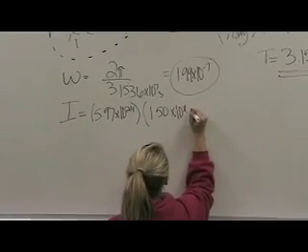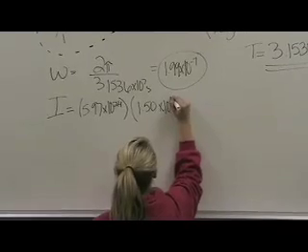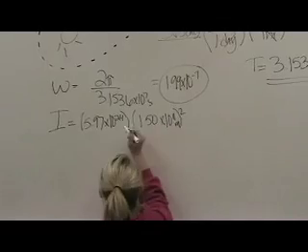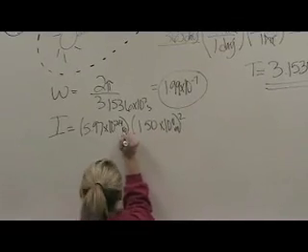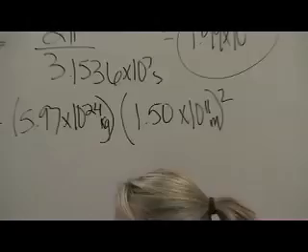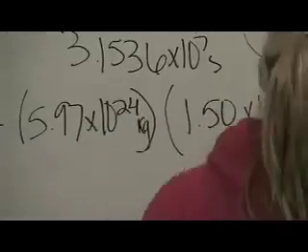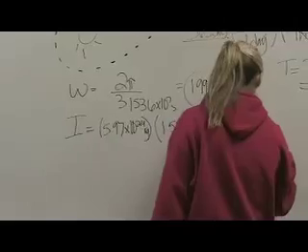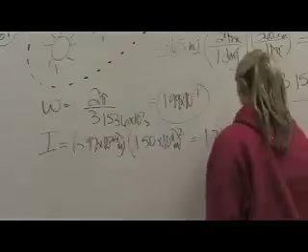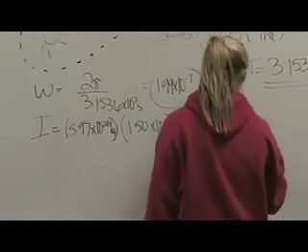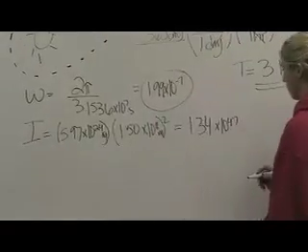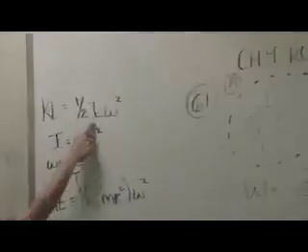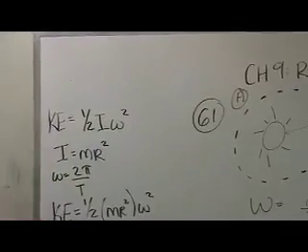And then we're gonna have to square the second parentheses. That's gonna be meters. Put meters right there. And for mass, put kilograms. And so that total equals 1.34 times 10 to the 47. So that is our I. So now we can plug in our I and omega to get the kinetic energy.